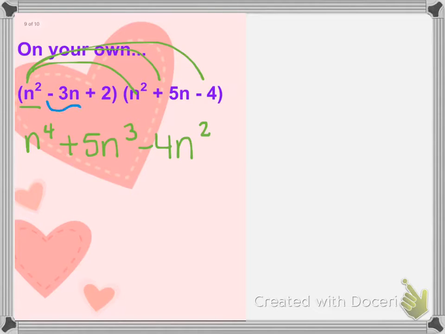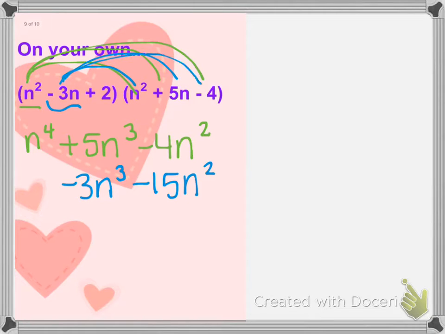Then I have to distribute the negative 3n. Negative 3 times n squared is going to be a negative 3n to the third. Negative 3n times 5 is a negative 15n squared. Negative 3 times negative 4 is a positive 12n.